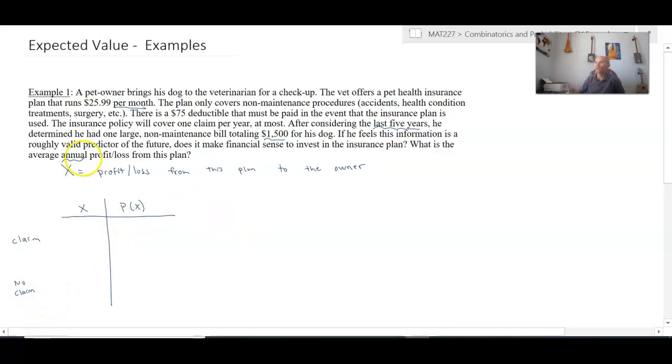So if there is no claim filed, then he will have paid $25.99, so that comes out of his pocket per 1 month for a 12-month period. So again, we're looking at this for an annual profit or loss. And so we need to figure out what is $25.99 times 12. That comes out to a loss of $311.88. Okay, now that's just under the situation of no claim. We have an X value of negative 311.88. So that's one of our values, negative 311.88. In any year, he may simply lose that much.